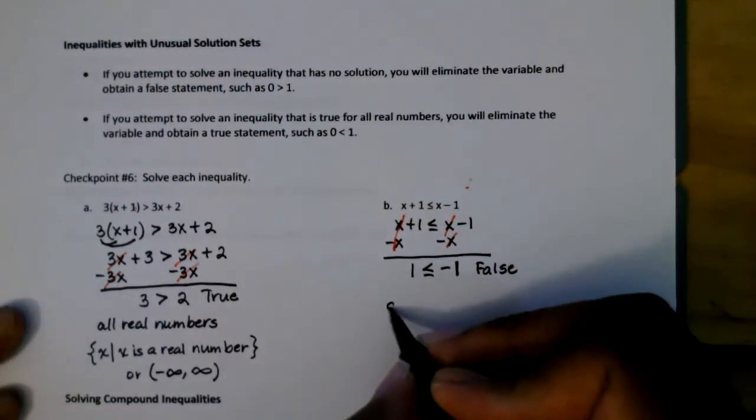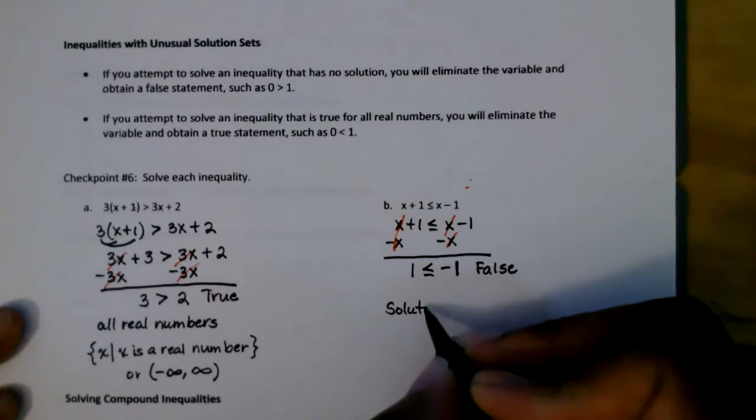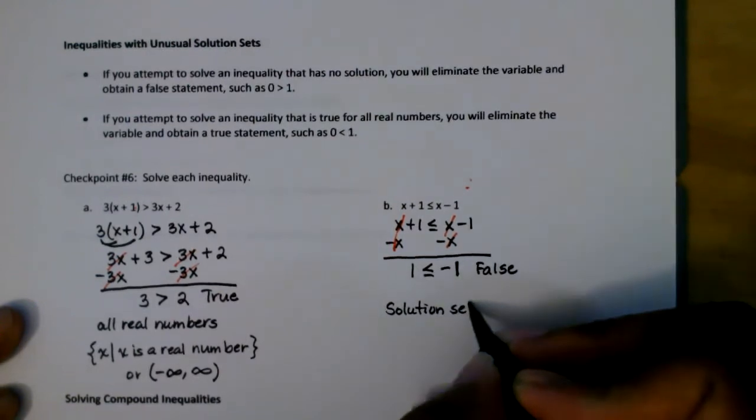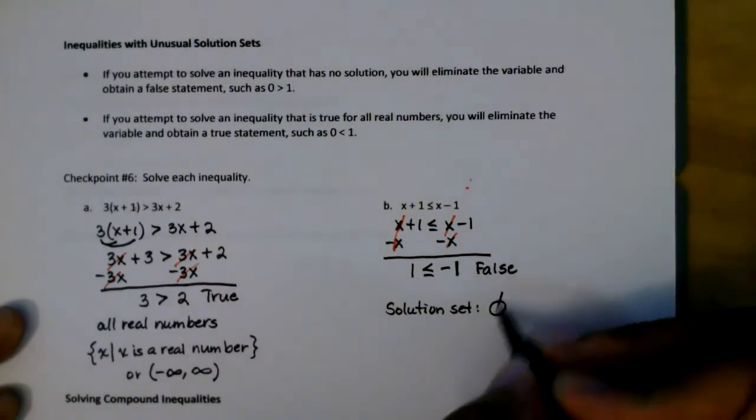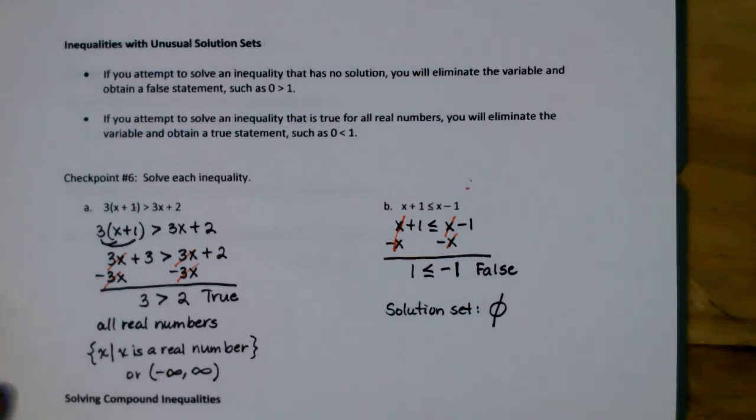So in other words, your solution set has no solution, or they use the empty set symbol for a solution set. And if you were to graph that on a number line, you won't be able to do so. You just have a blank number line.